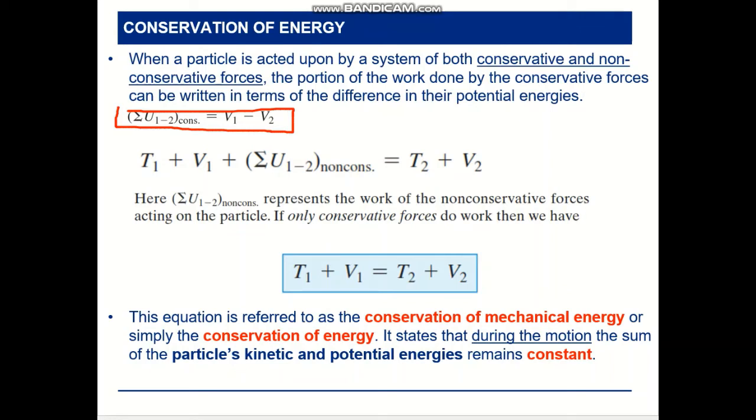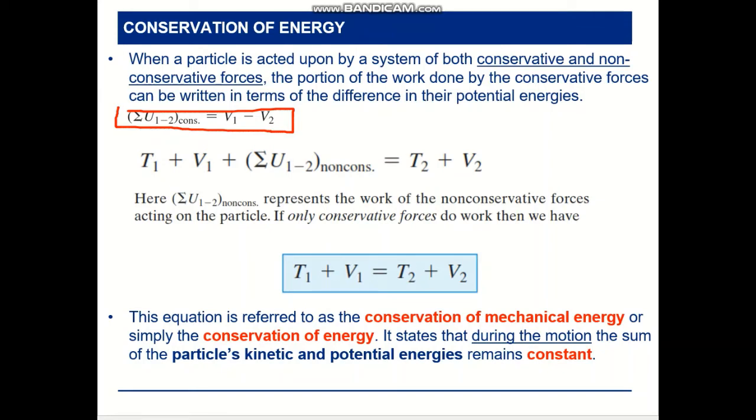So we know this formula from our previous lectures: the first kinetic energy plus the first potential energy plus the energy change from 1 to 2 is going to be equal to the second kinetic energy plus the second potential energy. Here, the total of U12 non-conservative terms represents the work of the non-conservative forces acting on the particle.